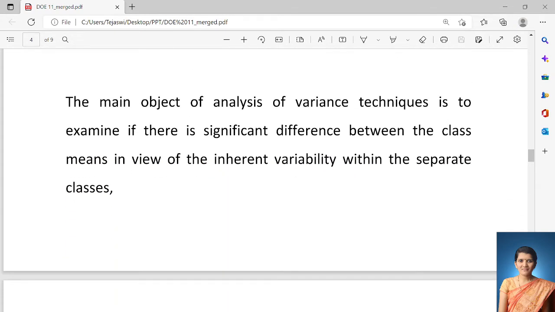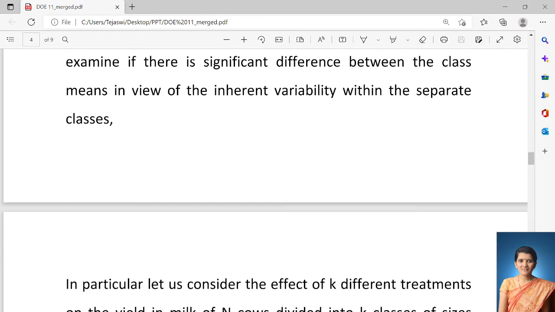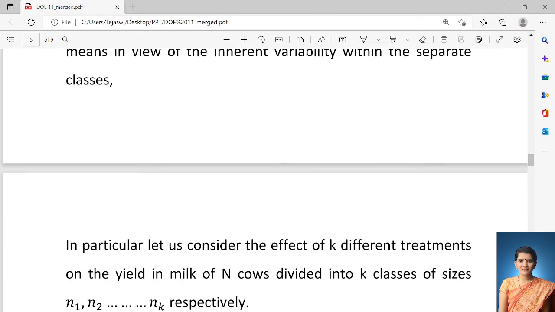The main object of the analysis of variance technique is to examine whether there is any significant difference between the class means in view of the inherent variability within the separate classes.